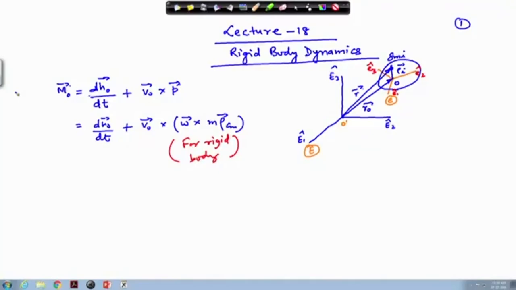Welcome to the 18th lecture. We had started last time with Newton's law and then went to the rigid body dynamics. We will continue with that. So, if you remember, last time we derived this relationship.